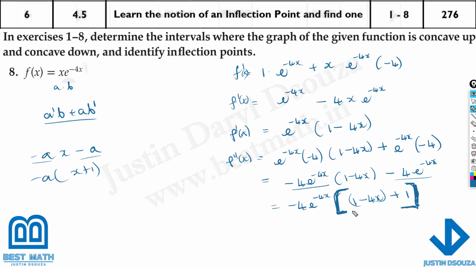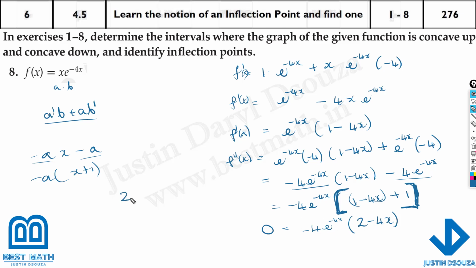Next, here what happens is you can simplify. This is going to be minus 4 e to the power minus 4x. What happens here? It's 1, 1. It's not going to cancel. Sorry, my bad. It's plus. So 1 plus 1 is 2 minus 4x. That's remaining. This is all equal to 0. When you take this to the other side, this all dissolves.